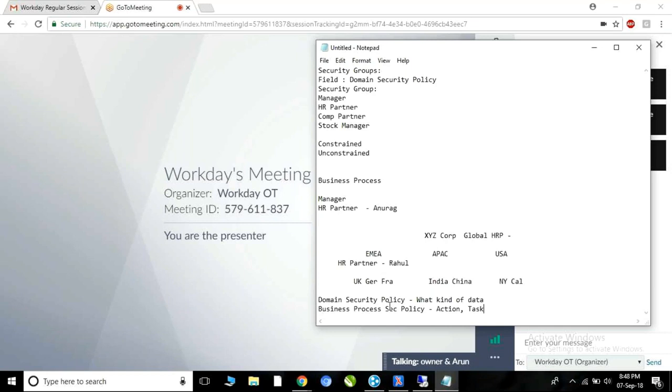Where do reports come under? Reporting comes under the domain security policy. Reason being, in reports, we always fetch the data. We are bothered about the data in reporting, not about actions. Suppose I have to send my first name, second name, last name to a vendor, then I'm only talking about data access, right? Those things are covered under the domain security policy. But if a person's leave can be approved by the HR partner, that is some action or task to be done, and those things are governed by the business process.